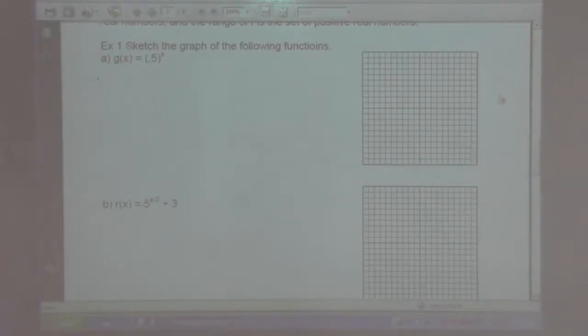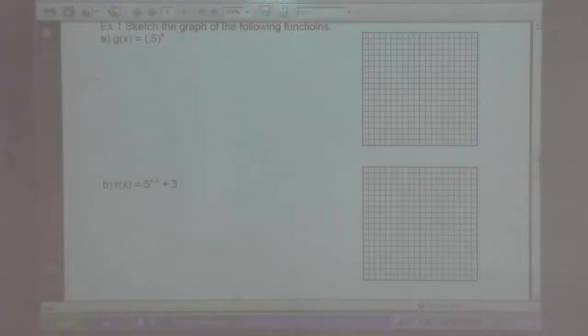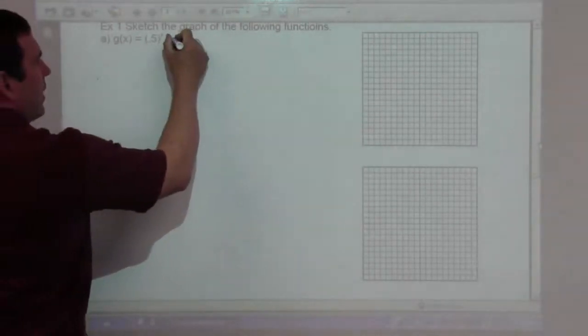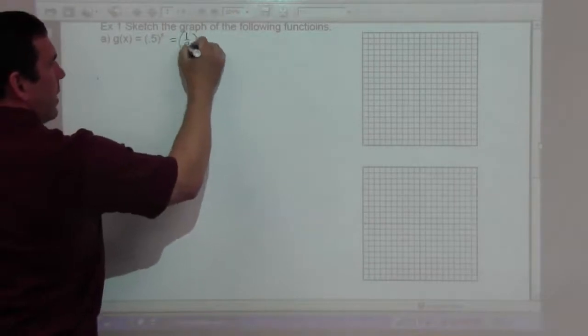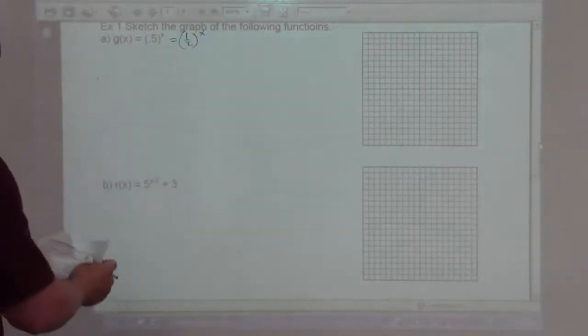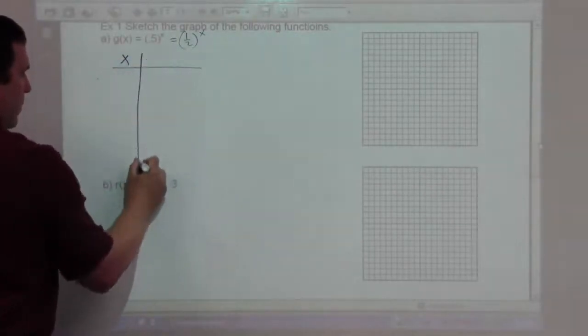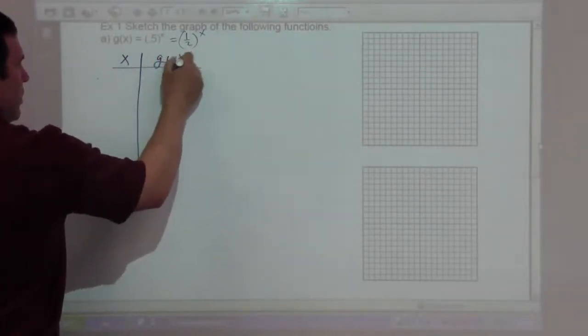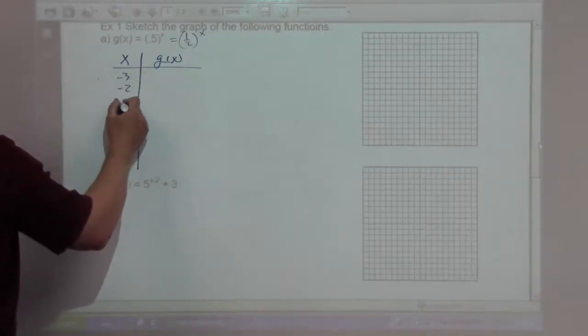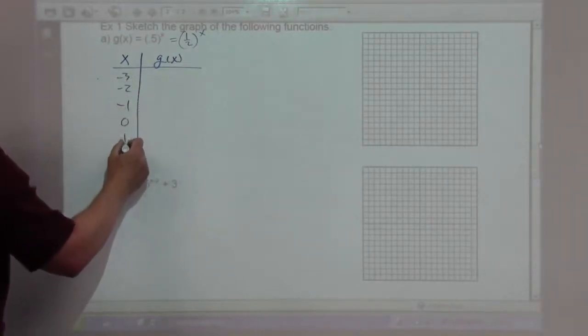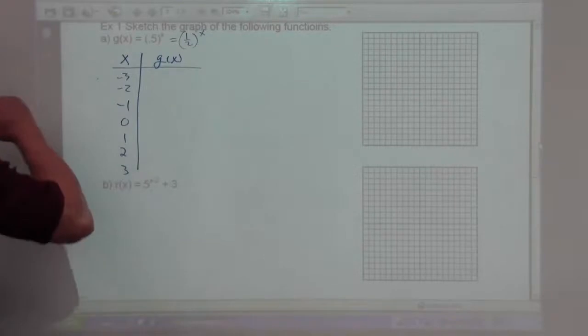See if I can get both these on here. Okay. For example 1, g of x equals 0.5 to the x. You could also think of that as 1/2 to the x power. So if we look at x, look at g of x, we'll try -3, -2, -1, 0, 1, 2, 3.